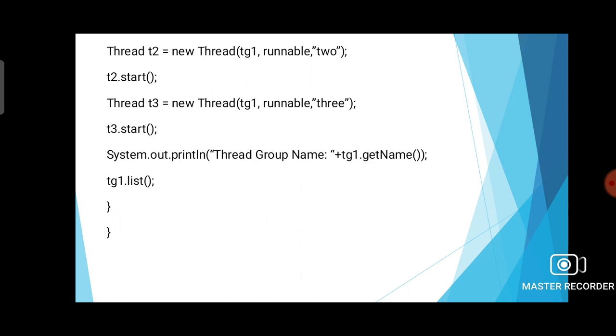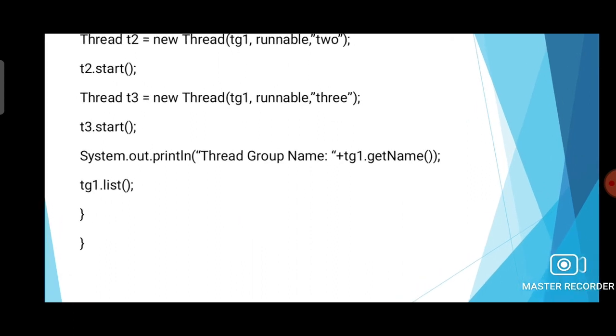Now we are creating the thread t3 with the parameters. First one is the name of the thread group object, that is tg1. Then the class object runnable. Then the name of the thread, 3. Then we are starting the third thread as t3.start. Now also the run method will be executed, and in the run method we will print the name of the current thread. So here the name of the current thread is 3, so 3 will be printed.